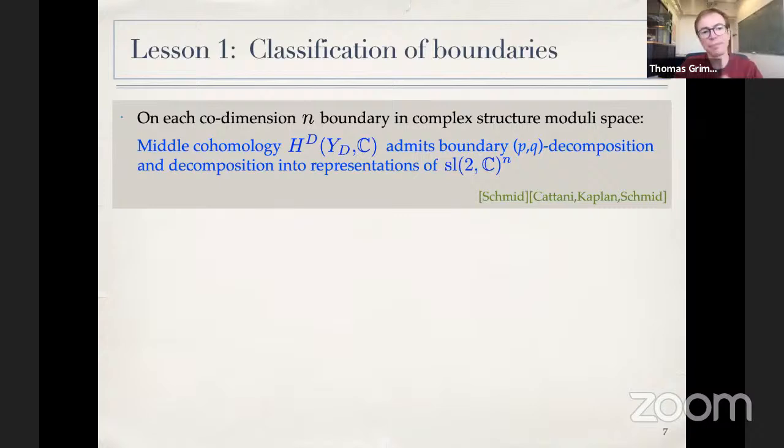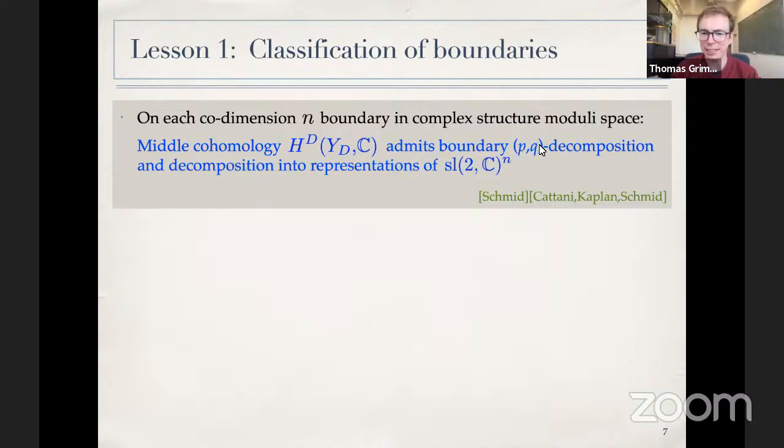Okay, so now I give you some results. In parts they are very deep results, and they are exciting to understand, but I hope to give you some highlights of them, from asymptotic Hodge theory. The first insight is that on each of these boundaries of the moduli space, let's take a codimension n boundary, the middle cohomology admits a boundary (p,q) decomposition and a decomposition into SL(2,C)^n representations. This n is the codimension of the boundary, so the higher the codimension of the boundaries, the more SL2 factors you find.